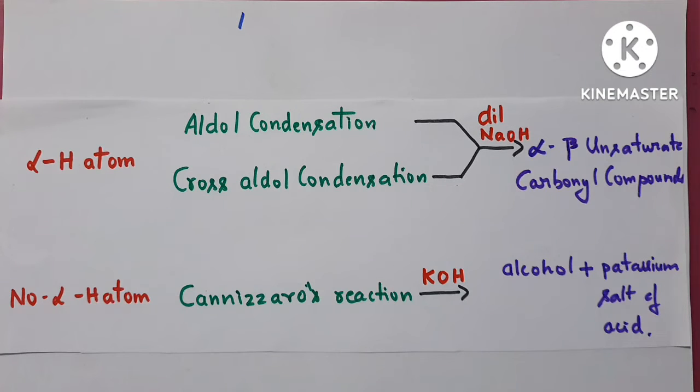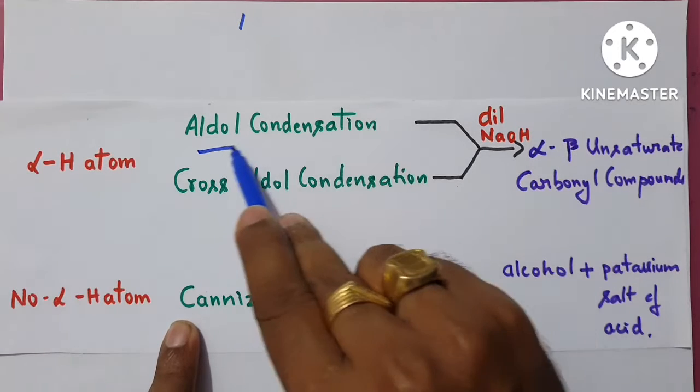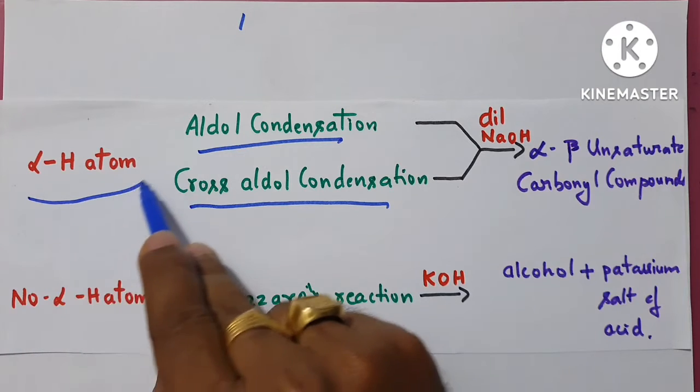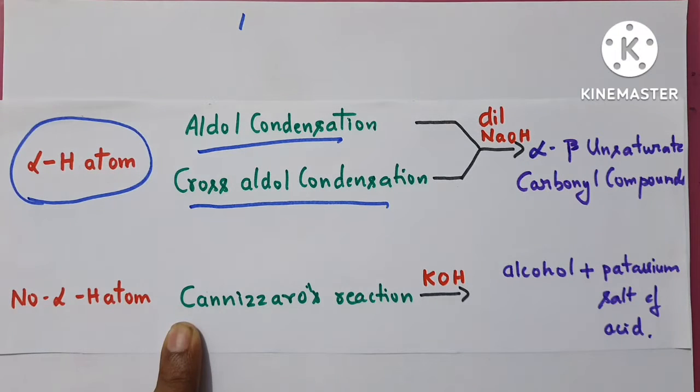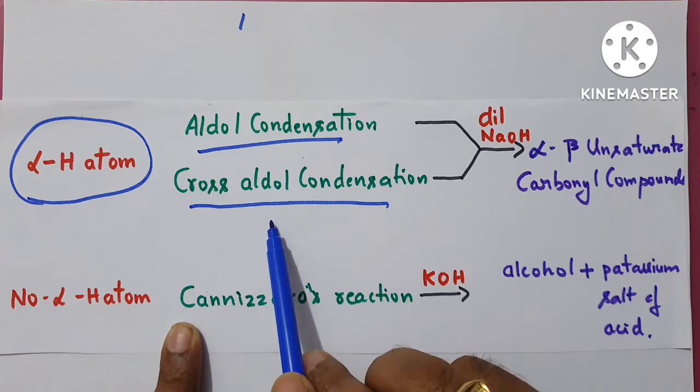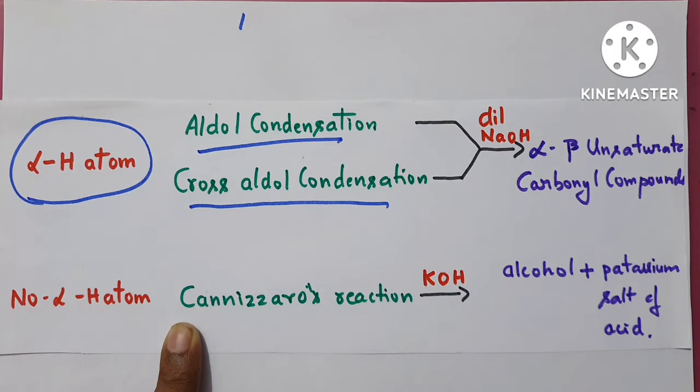In this video, we are going to learn about the name reactions of Aldol condensation, cross-Aldol condensation and Cannizzaro's reaction. Remember children, Aldol condensation as well as cross-Aldol condensation is only possible when the aldehydes or ketones contain an alpha hydrogen atom. If alpha hydrogen atom is present, then only aldol condensation, cross-aldol condensation takes place.